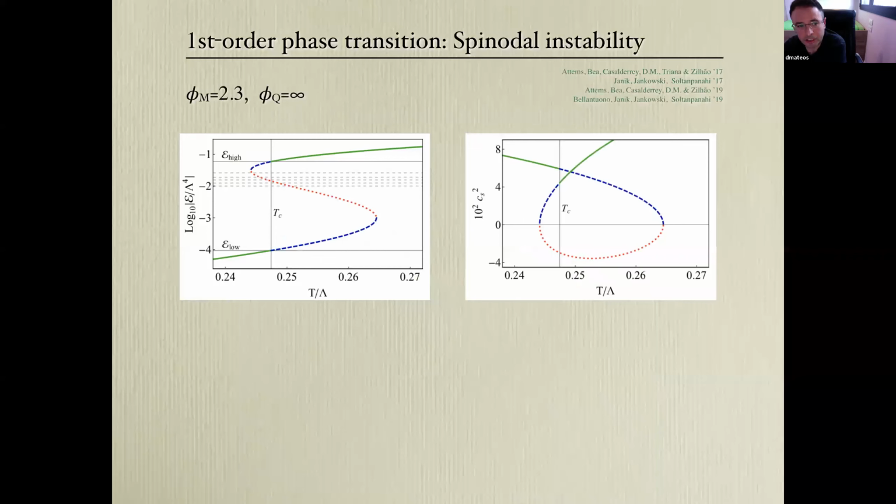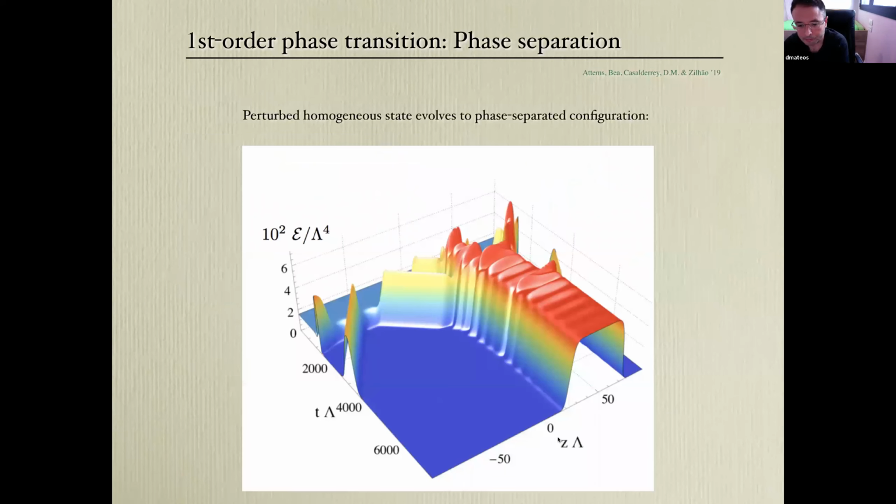Okay? The point is that if you start in any energy density in here, that state is unstable, so it wants to phase separate into something with this energy density in one region, one semi-infinite region, and something else with this energy density in the other semi-infinite region. So you end up with a phase coexistence state, as you see here. Are there any questions about this?